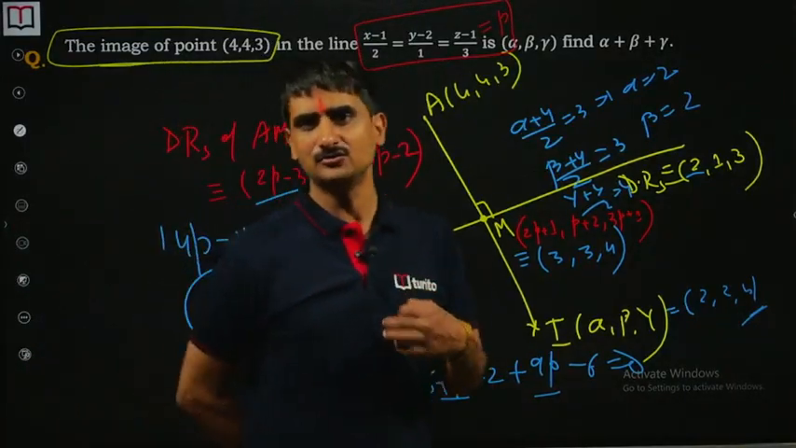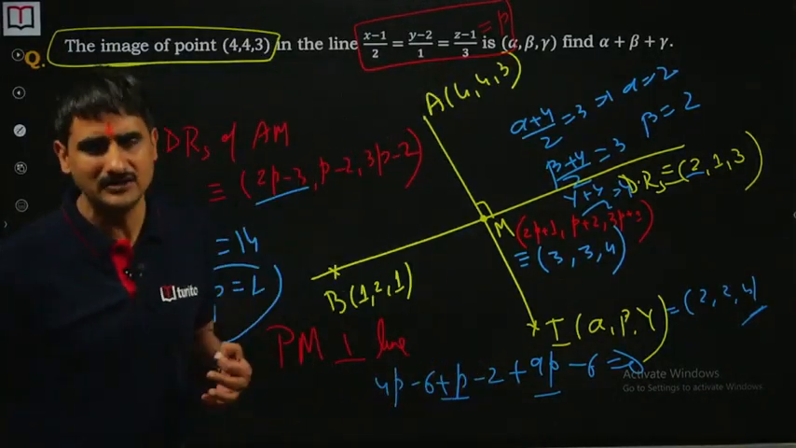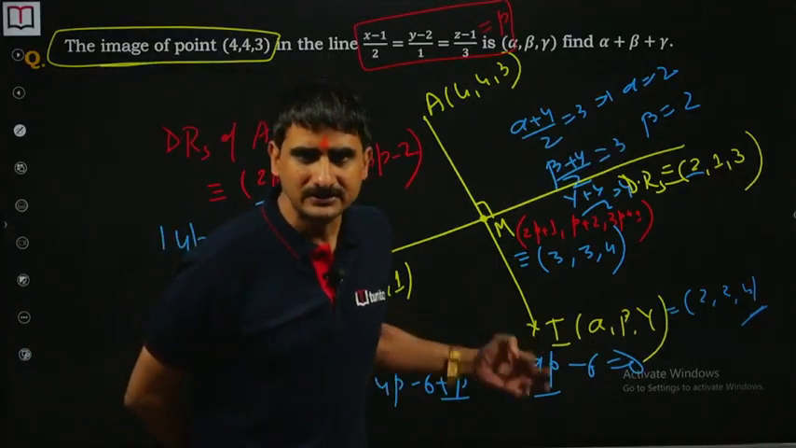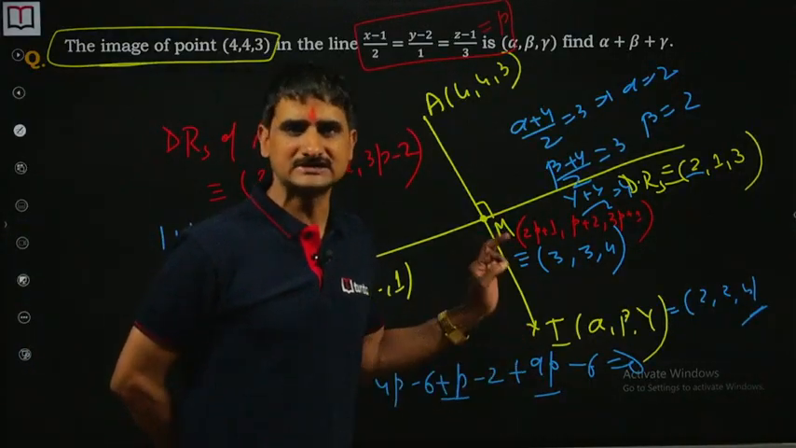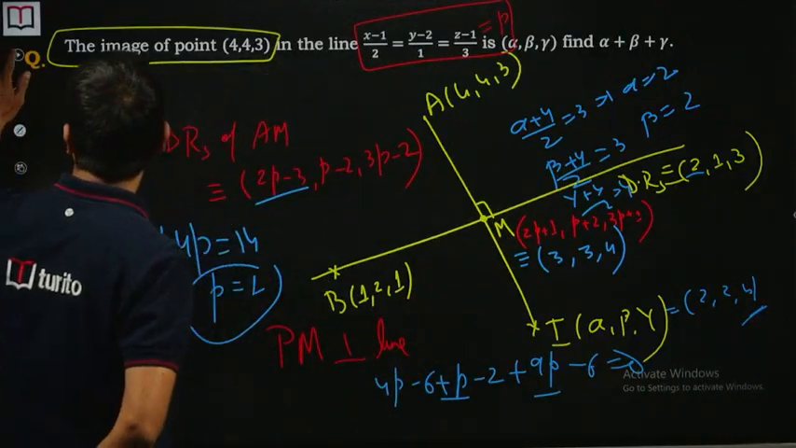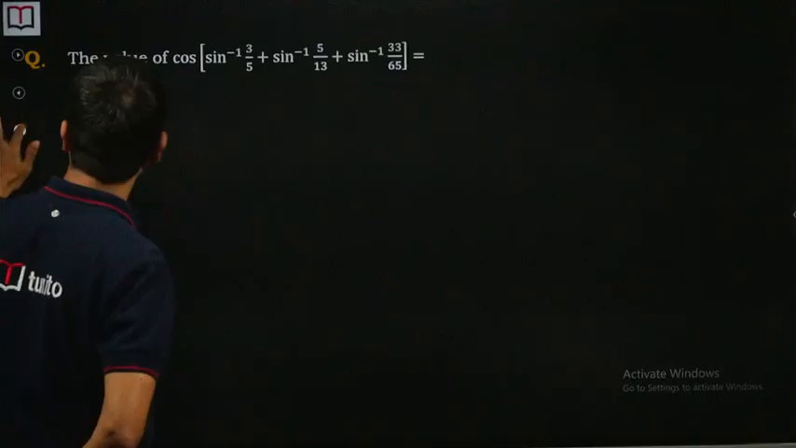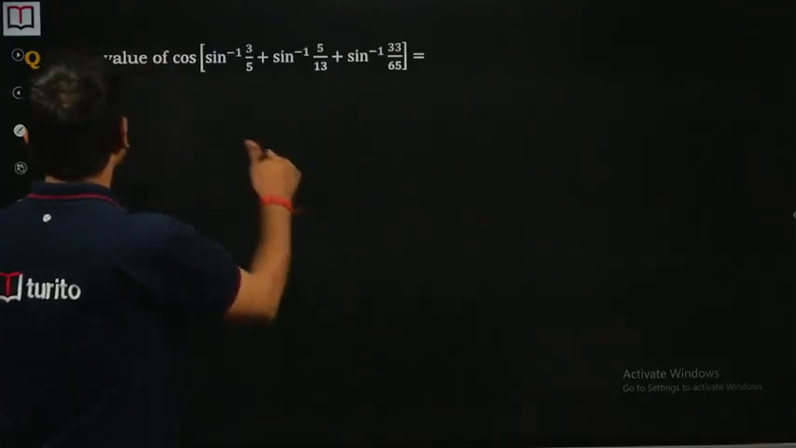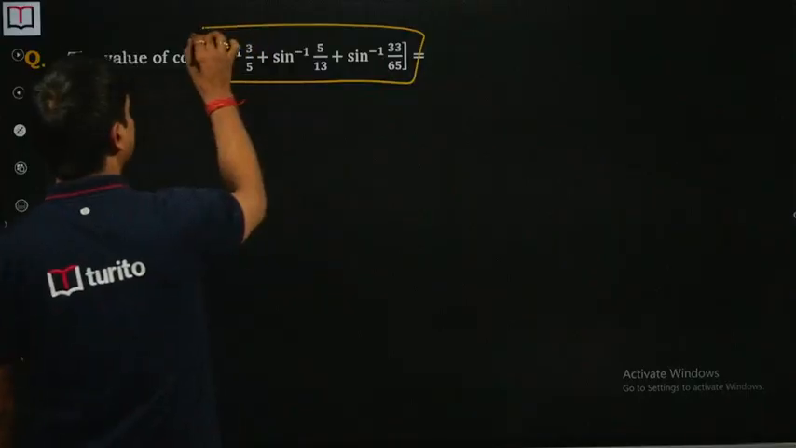So that's a very routine question. Might be a bit lengthy, may take 2 to 3 minutes in completing it, but then it's a very standard question. Okay, so if you get this as a question, you should feel lucky and you should feel happy about it. Now the value of cos of this thing.